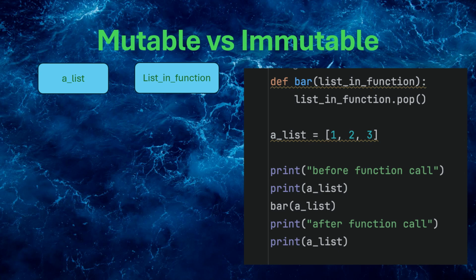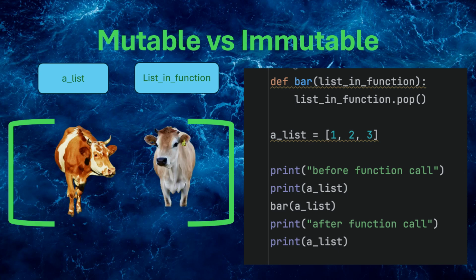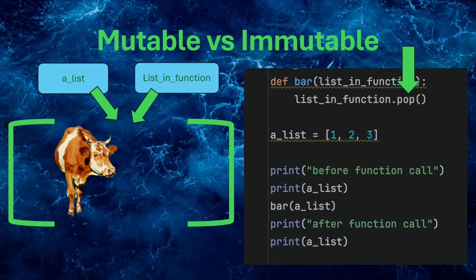You can see we have our list, and we have basically the stable from before, and we have our 2 cows inside. And now you can see our A list is pointed to this list basically, and then we pass this reference basically, and the list in the function also points to this. Okay. And now we're going to execute this pop function, which is just going to remove the last element. And now what's going to happen? The cow is going away.